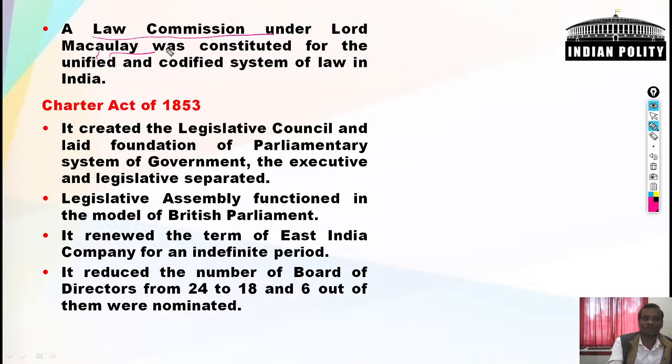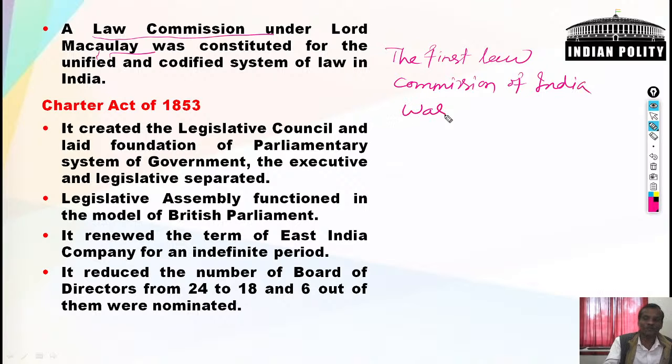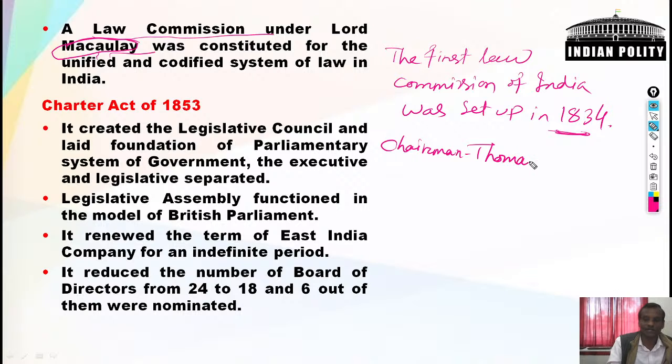the law commission was under Lord Macaulay. The first law commission of India was set up. कब सेटअप हुआ था? In 1834. Today we have 22nd law commission have been already set up. So 1834 में first law commission तैयार हुआ, and the chairman was Lord Macaulay or Thomas Macaulay.